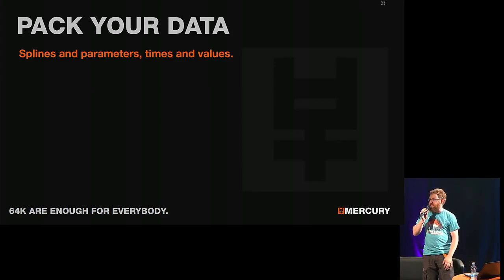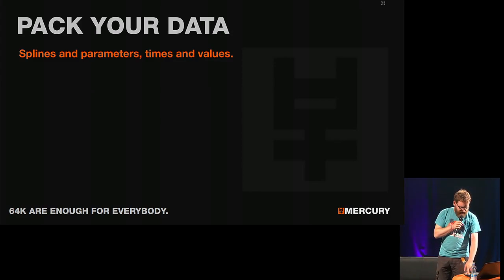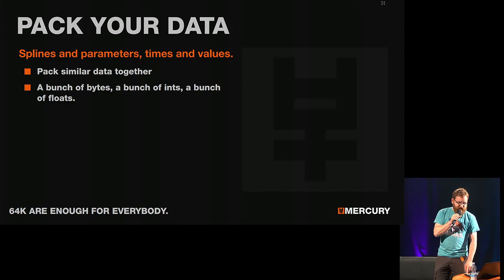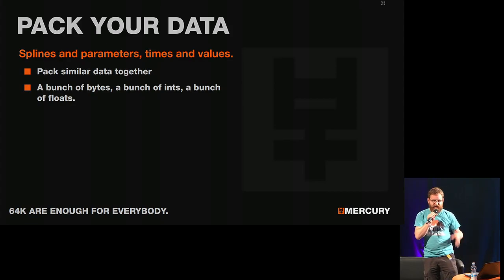Splines and parameters, times and values are basically what you have lying around. And you again want to make sure that the data you store is as regular as possible. So you want to pack similar data together. In our source code, we have a bunch of bytes, a bunch of ints, and a bunch of floats. These are the 3 data structures. Or by now it has also gotten a long int thing. But the 4 arrays, all data that we need in the demo is passed in these 4 arrays.